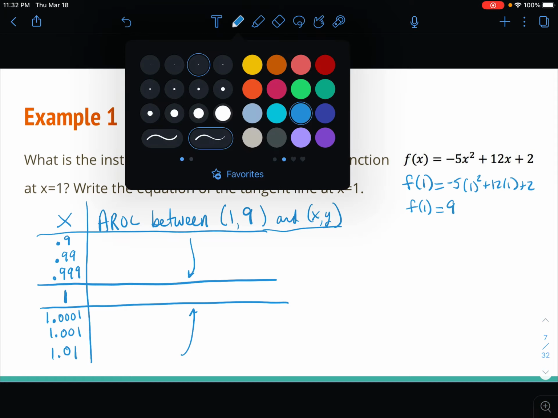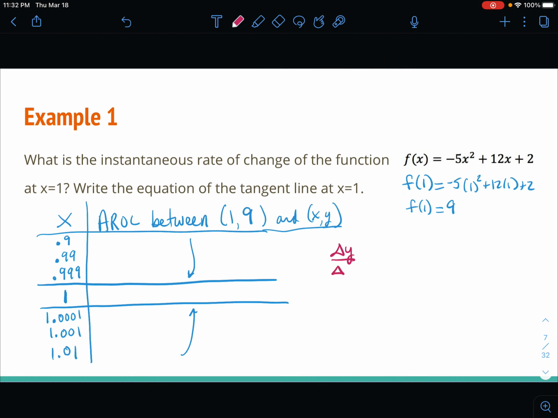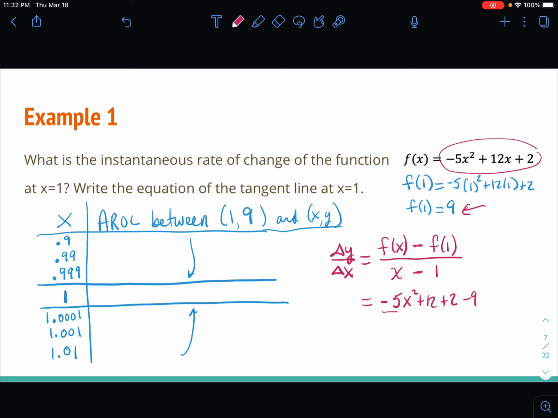So let's remember we do our slope, and we always do our change in y over change in x, nothing new there. So we would say, okay, f of x minus, in this case, we want f of 1, over x minus 1. Okay, let's fill in what we know. F of x, we know, is right here. So let's write that in: negative 5x squared plus 12x plus 2, and then minus, what's f of 1? It's 9. And that's all over x minus 1.